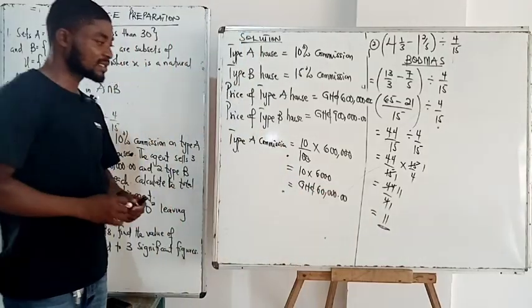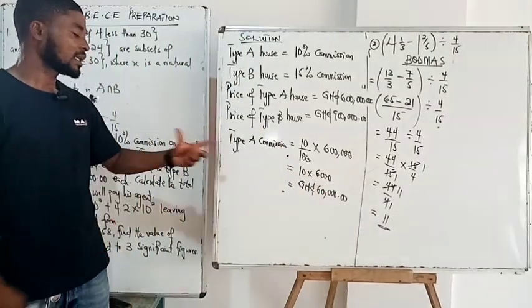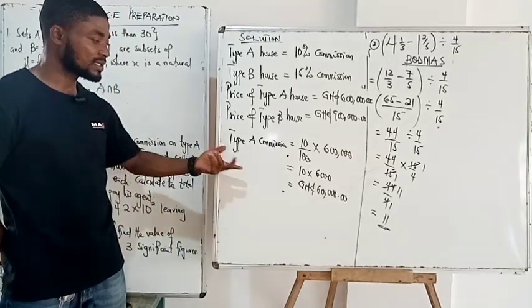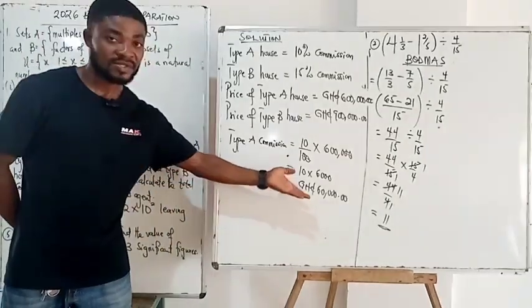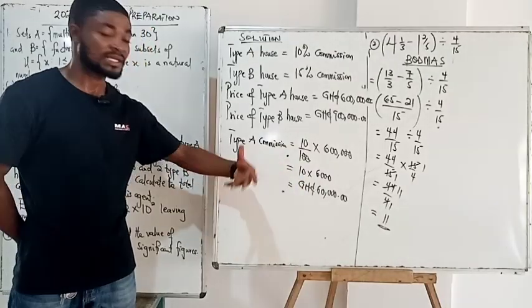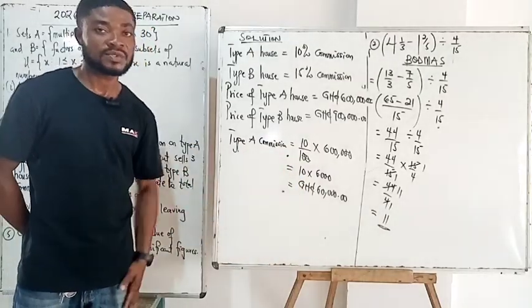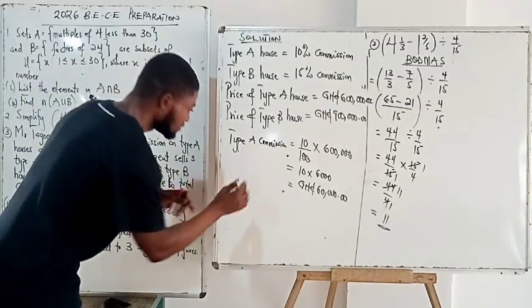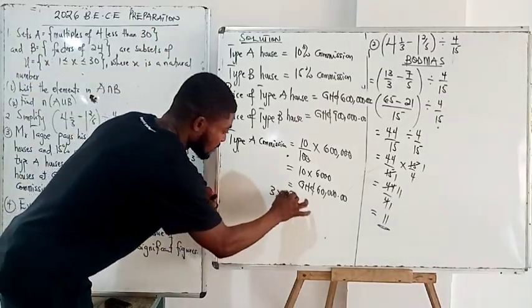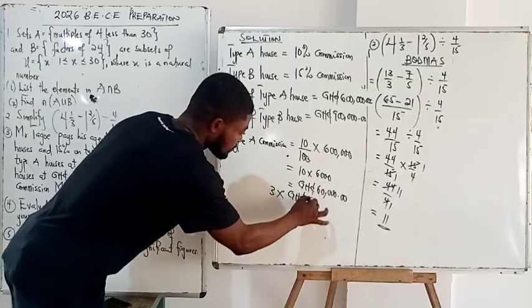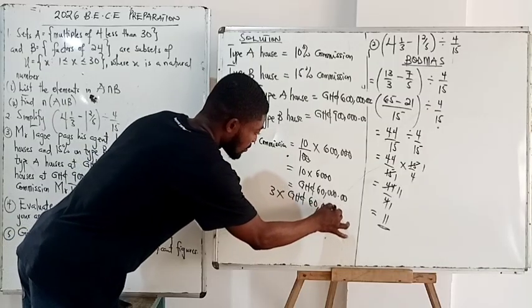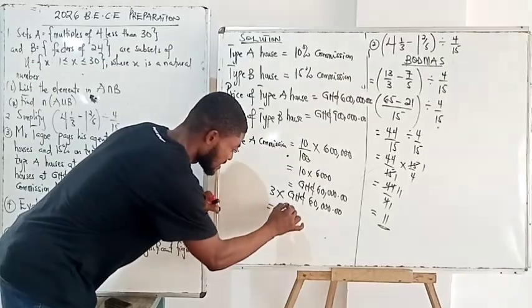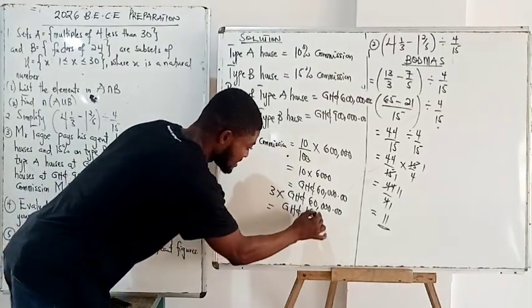Now the 60,000 here simply means that for each of the type A houses the agent is able to sell, he's going to get an amount of 60,000 as a commission for himself. So if one is this, then three would be 3 times 6, that is 18. So Ghana cedis 180,000.